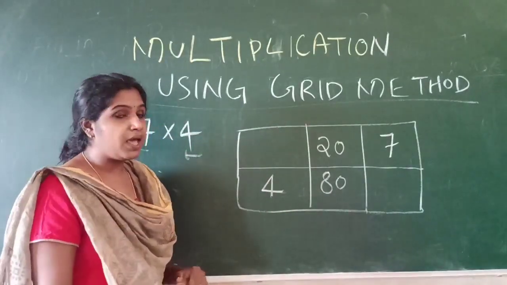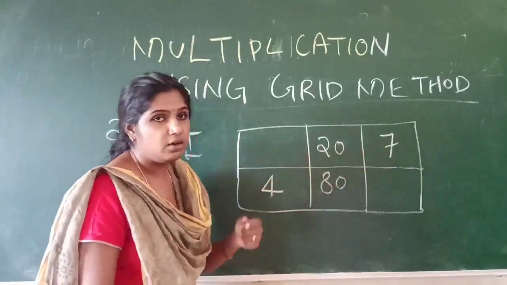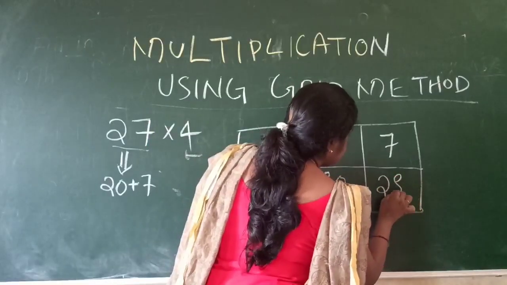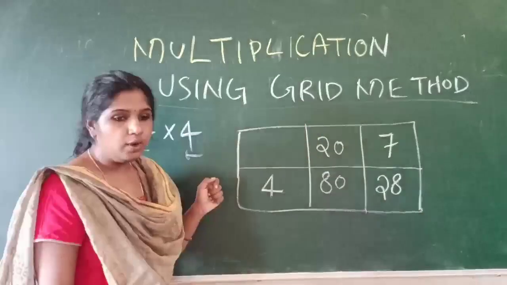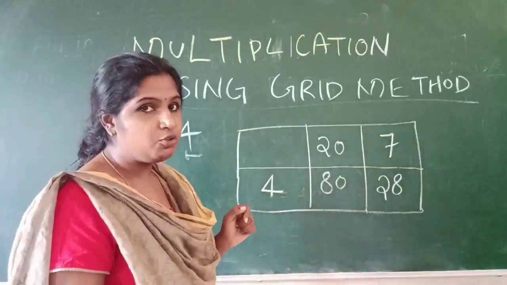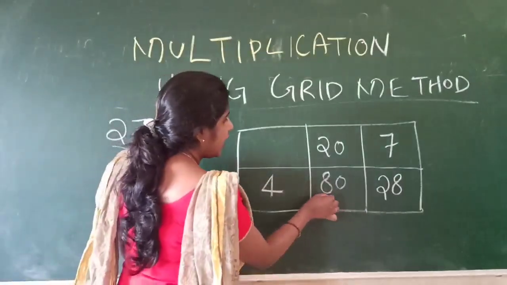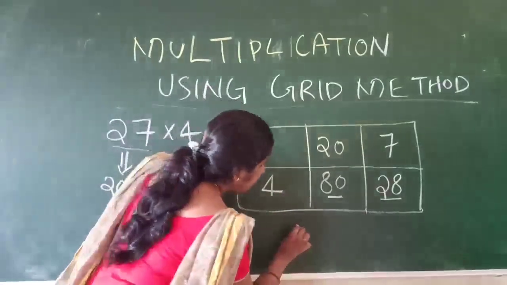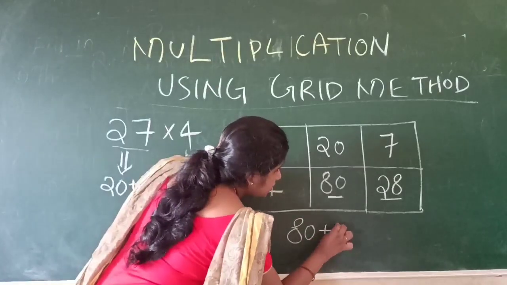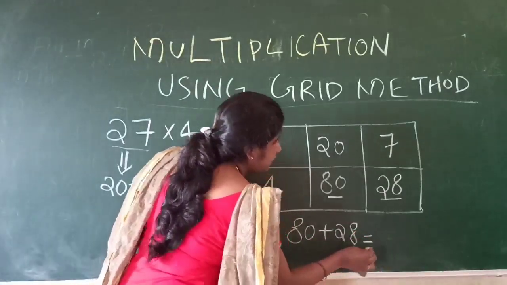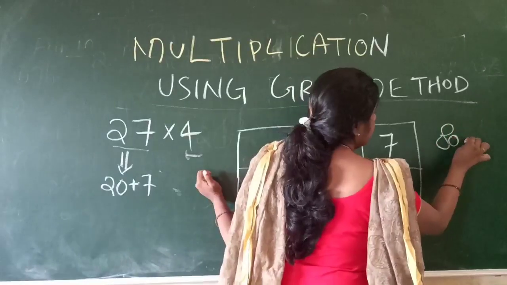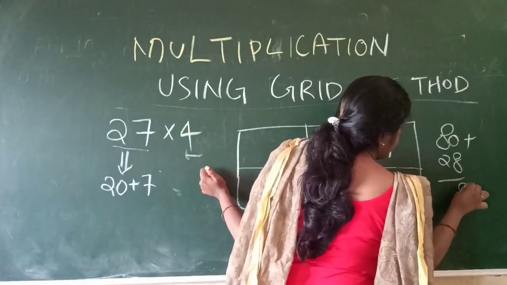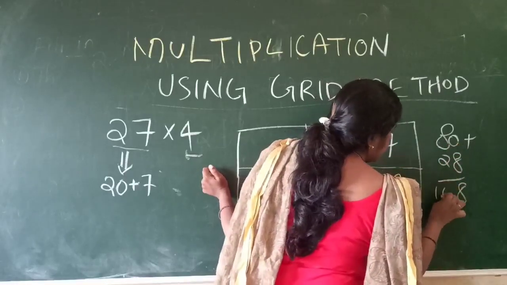Now I am multiplying this 4 into this 7. 4 into 7 you get 28. Now you have to add this 80 and this 28 together. 80 plus 28. What will you get? 0 plus 8, 8. 8 plus 2, 10.